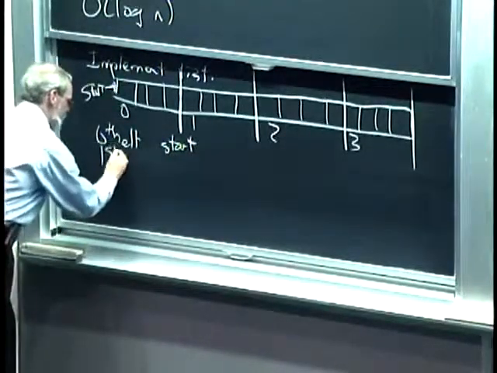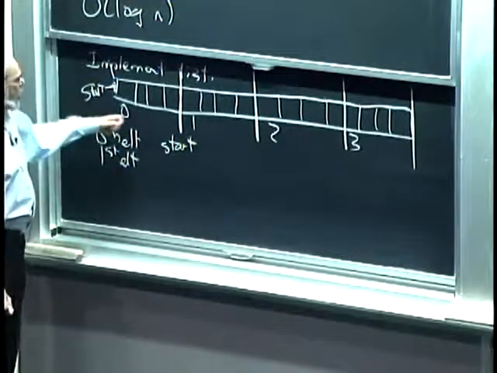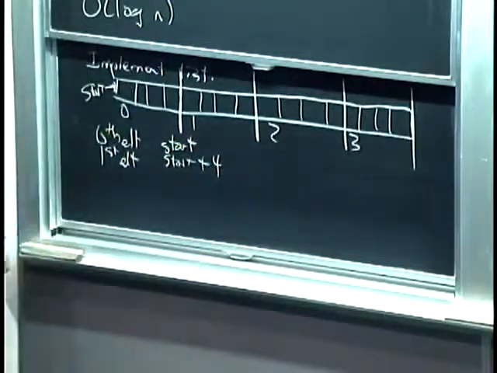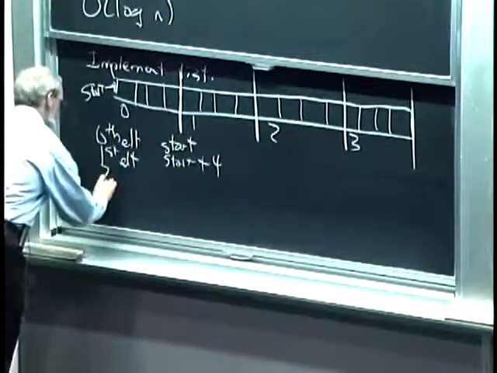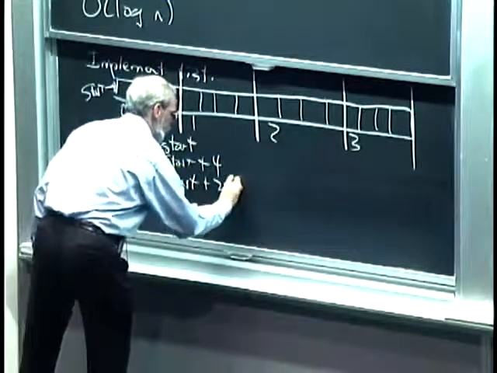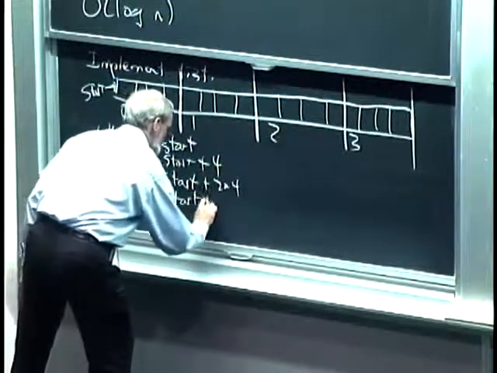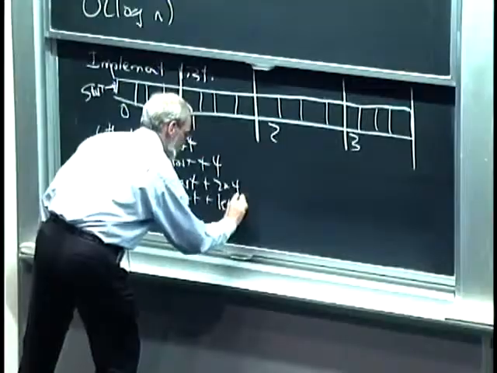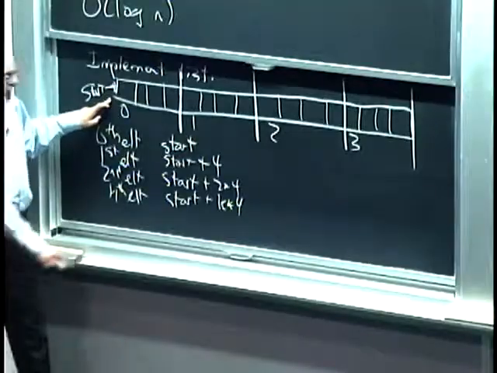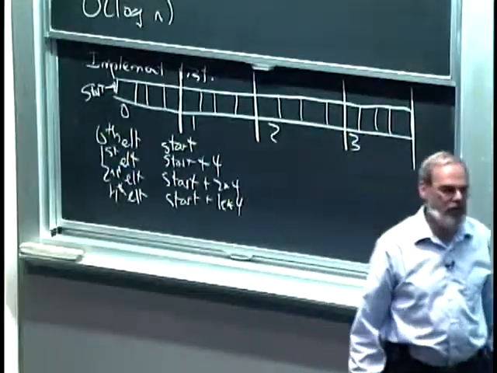To find the first element, because I know I need 4 memory cells to represent an integer, it's at start plus 4. To get to the second element, and you get the idea, it's at start plus 2 times 4. And to get to the kth element, I know that I want to take whatever the start is, which points to that place in memory, take k, multiply by 4, and that tells me exactly where to go to find that location.